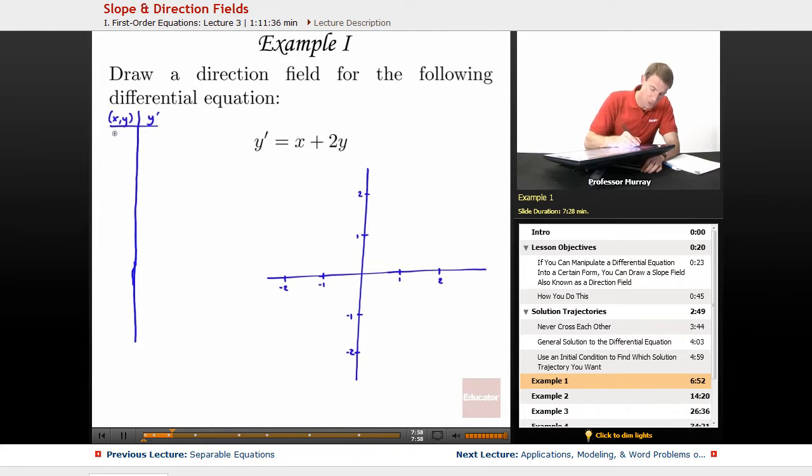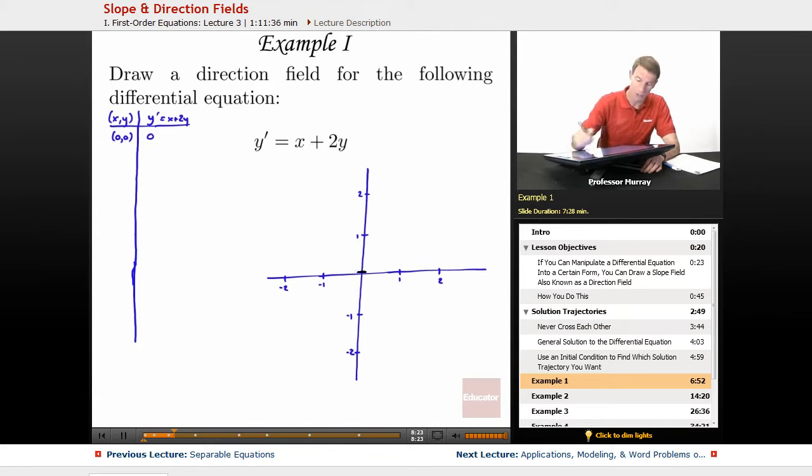So I'll start out easy. I'll start with x and y are 0 and 0. And if I plug in 0, 0, y prime, remember y prime is always x plus 2y. That's from the differential equation. So then I just get y prime is equal to 0. And so what that means in terms of the graph is I'm going to go to the point 0, 0, and I'm going to draw a little hash mark with slope 0. So there's my hash mark with slope 0.